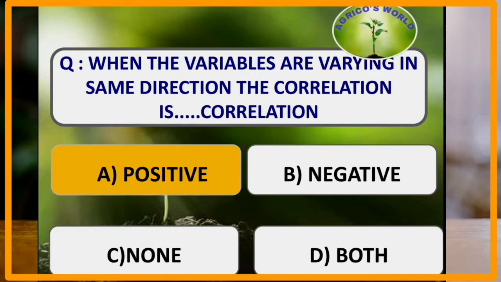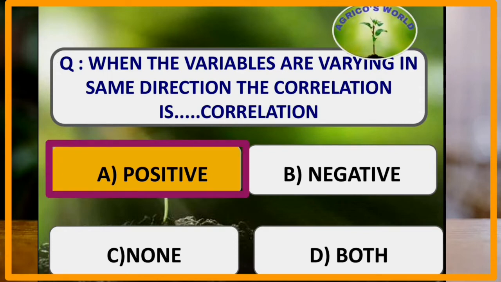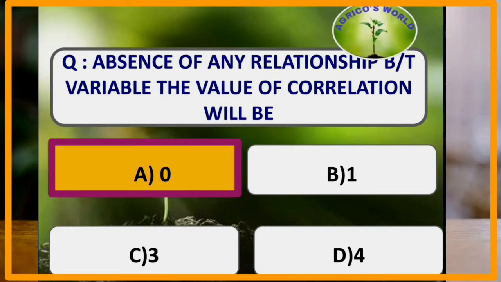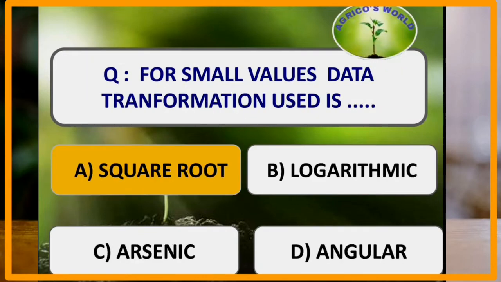When the variables are varying in the same direction, the correlation coefficient is said to be positive correlation. When they are moving in the same direction, it is positive correlation, and when they are moving in opposite directions, then it will be negative correlation. What will be the value of correlation when there is an absence of any relationship between the variables? The value of the correlation when there is no relationship between the variables is 0.